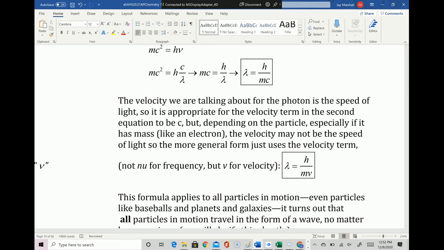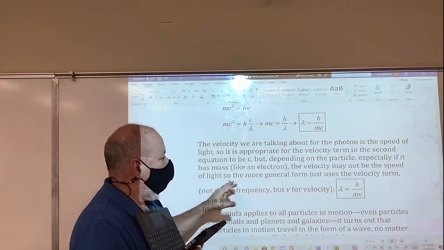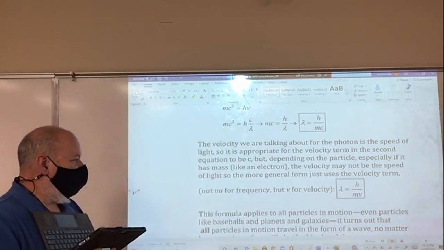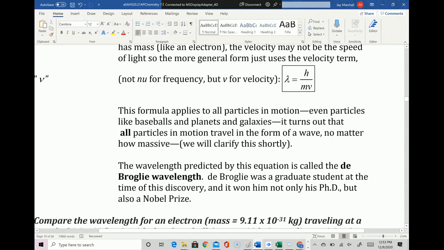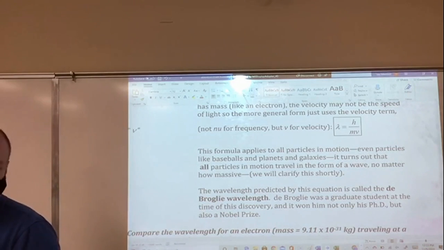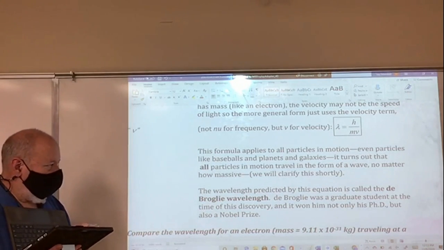But depending on the particle, especially if it has mass, the velocity is probably not going to be the speed of light. In fact, it's certainly not going to be the speed of light. So the more general form for this just uses the velocity term. And this formula applies to all particles in motion, even particles like baseballs and planets and galaxies. It turns out that all particles in motion travel in the form of a wave, no matter how massive they are. And we'll clarify this here in just a second.